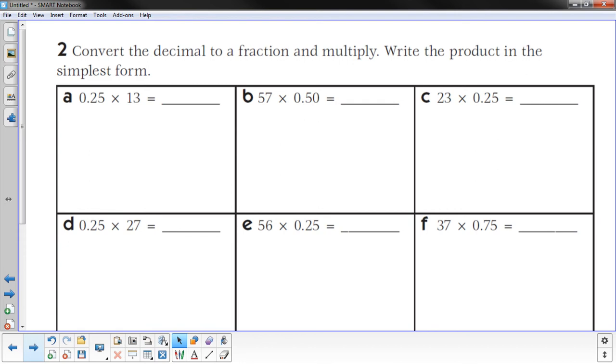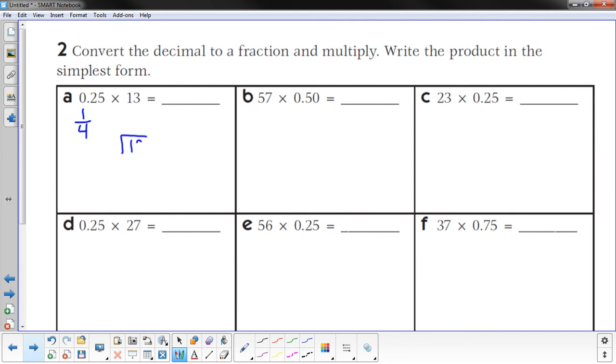Let's go to number 2. Convert the decimal to a fraction and multiply. Write the product in simplest form. So what they want you to do for number 1 is take 25 hundredths, convert that to a fraction, which is 1/4. And then what's 1/4 of 13?